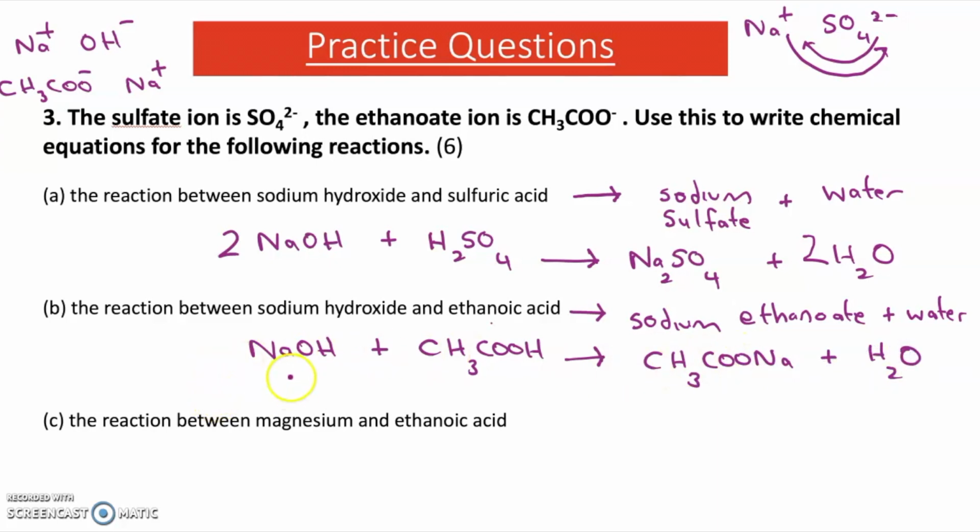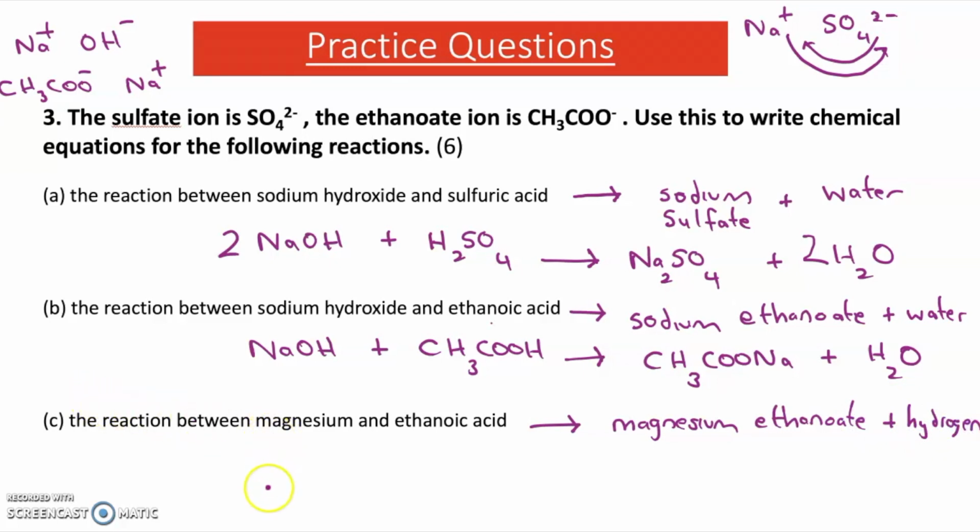Now this is balanced because I've got 1 sodium on the left, 1 on the right, 1 carbon on the left, 1 on the right, and I've got 5 hydrogens on the left, 5 hydrogens on the right, and 3 oxygens on either side. Now for C, the equation would be magnesium and ethanoic acid forms magnesium ethanoate and hydrogen, because it's a metal and an acid forming a salt and hydrogen.